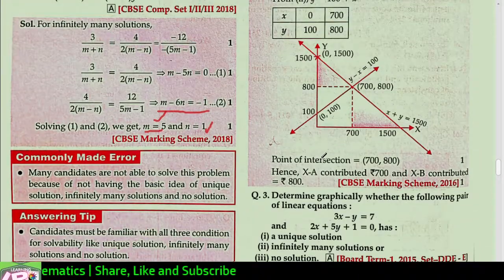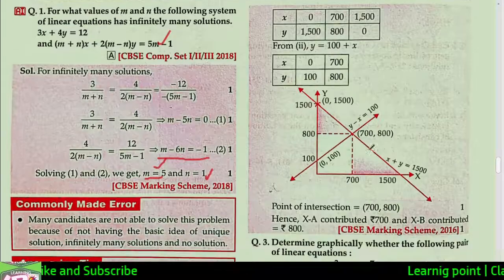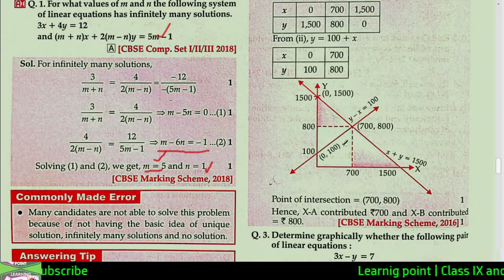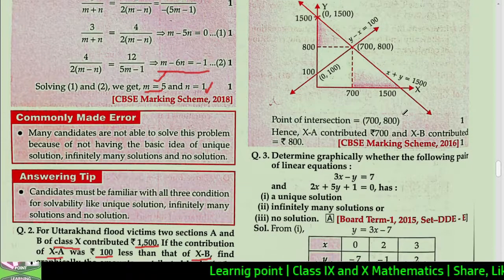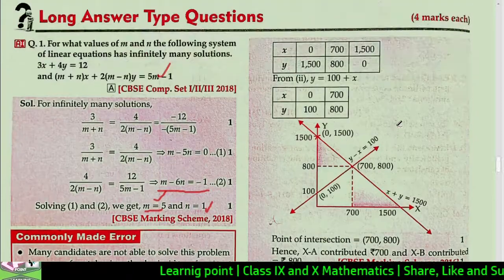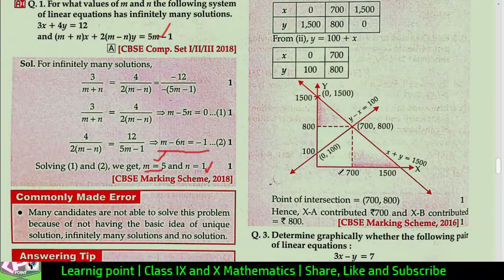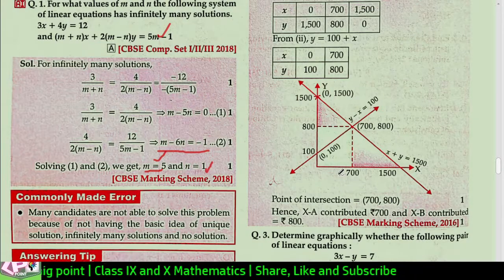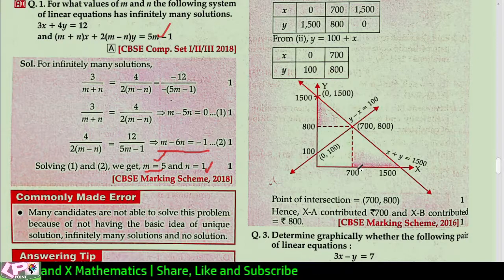I think you can understand this. Write the table like this, and then if you draw the graph, you will get the point of intersection at 700, 800. Now you can choose a suitable scale here. If you choose 500, 1500, then you need to calculate where 700 lies.